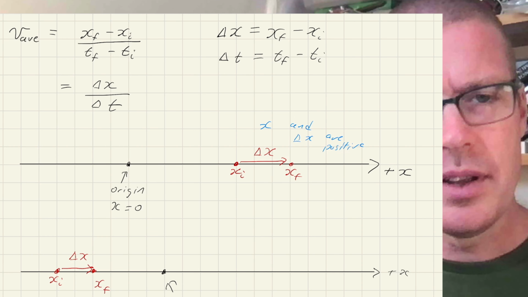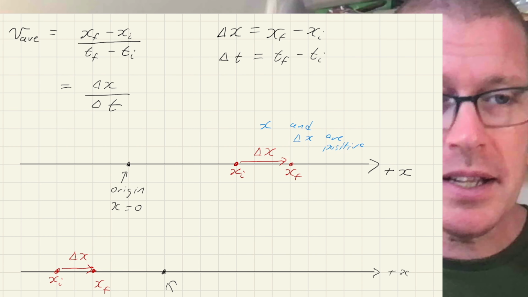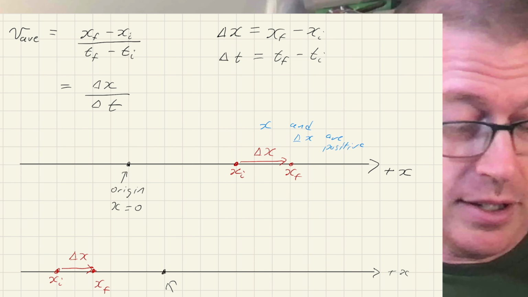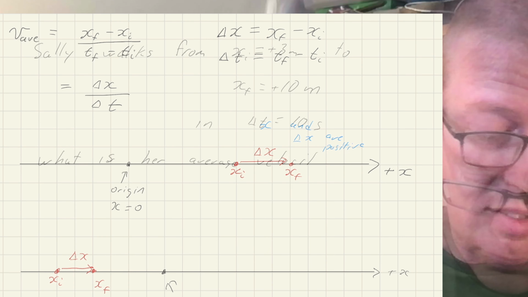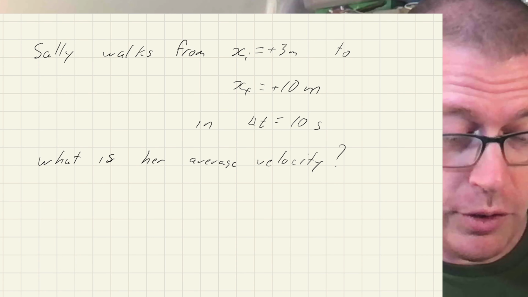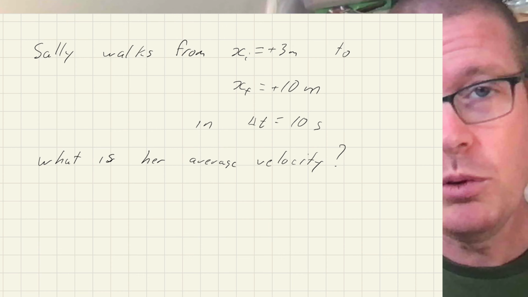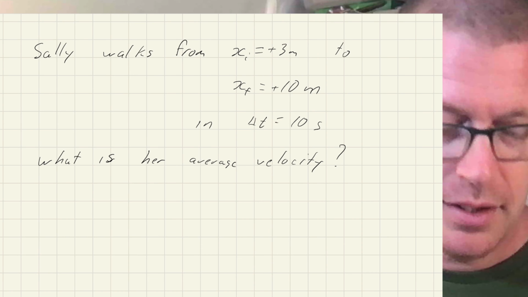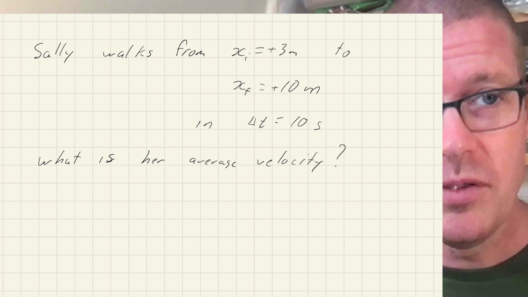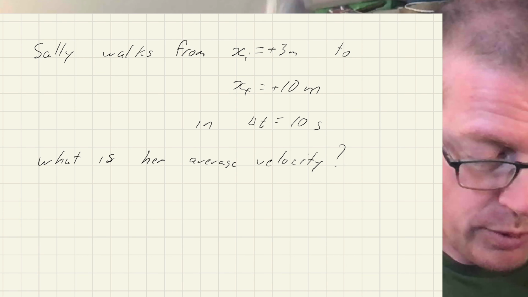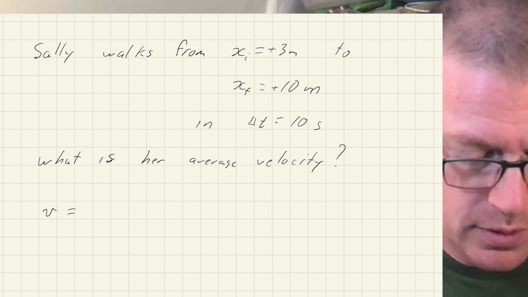In this course, I'm going to ask that whenever you do arithmetic with objects that have dimensions, you keep the dimensions throughout in the intermediate steps. So here's a really simple question I could give you. I tell you that some person walks from a position at 3 meters to a position at 10 meters in 10 seconds. What's her average velocity? And the way I would like to see that problem done is you write v is equal to delta x over delta t.